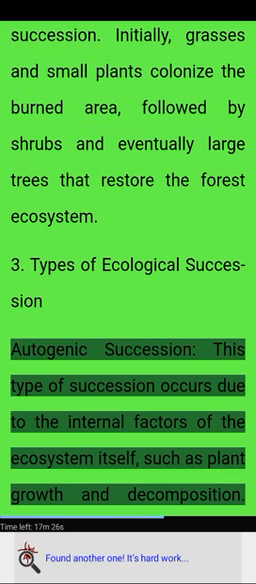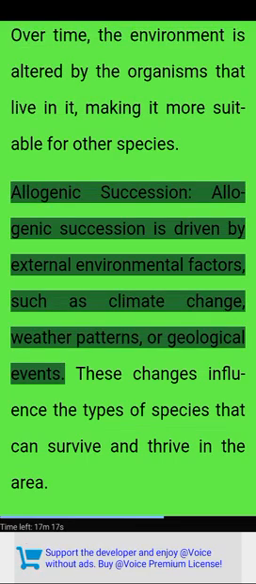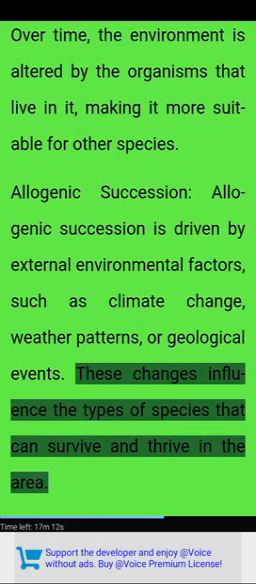3. Types of ecological succession. Autogenic succession. This type of succession occurs due to the internal factors of the ecosystem itself, such as plant growth and decomposition. Over time, the environment is altered by the organisms that live in it, making it more suitable for other species. Allogenic succession. Allogenic succession is driven by external environmental factors, such as climate change, weather patterns, or geological events. These changes influence the types of species that can survive and thrive in the area.